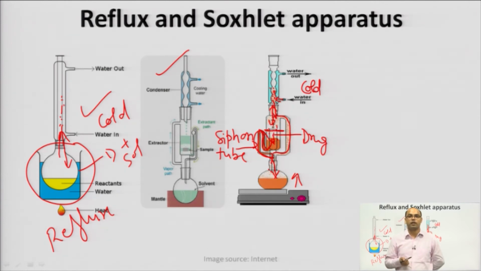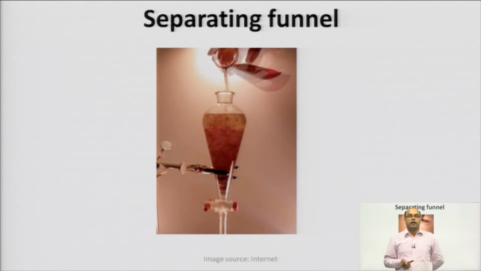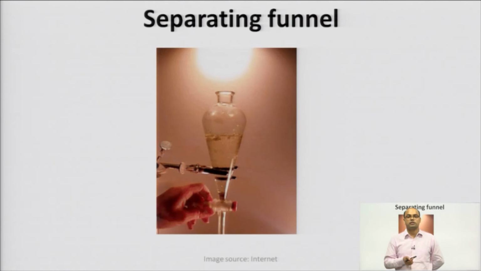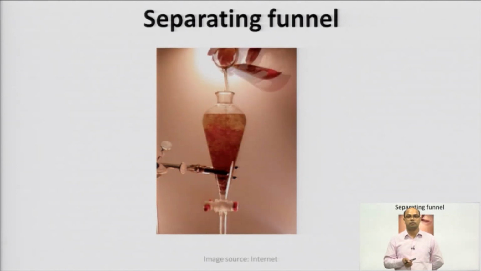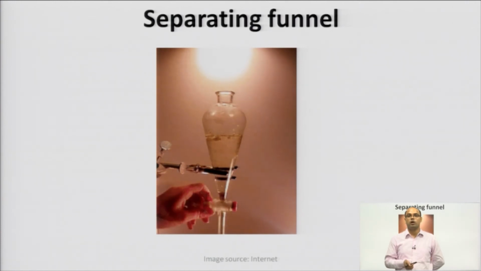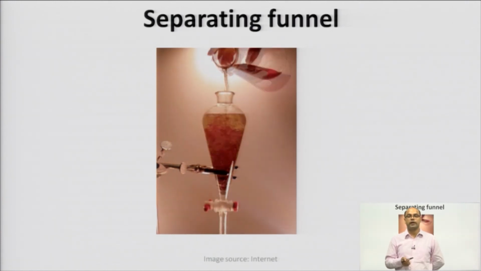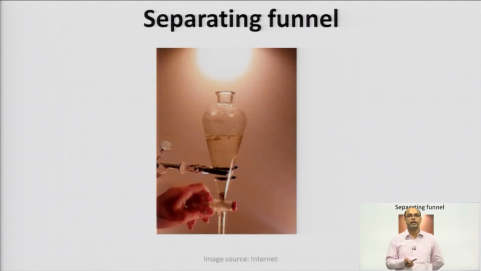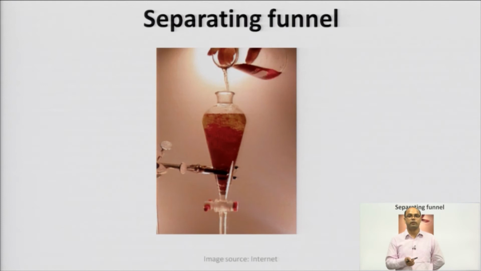This is the separating funnel we have already discussed in our previous lecture. Here the separation of two immiscible liquids takes place. The separation takes place naturally, but we can also partition the phytoconstituent from one solvent to another on the basis of its solubility and its partition coefficient between various solvent systems.